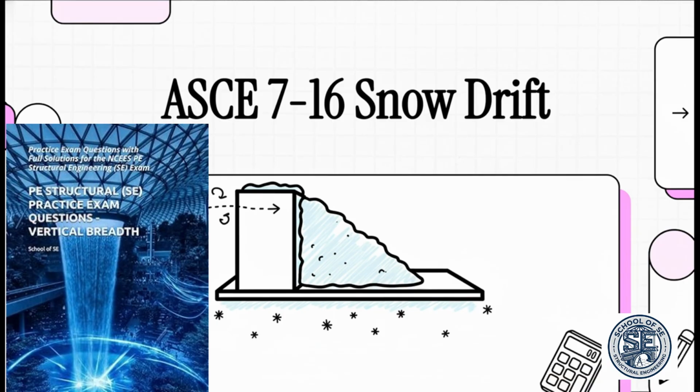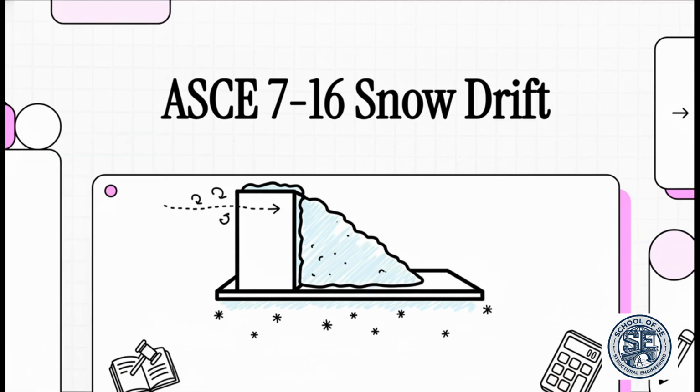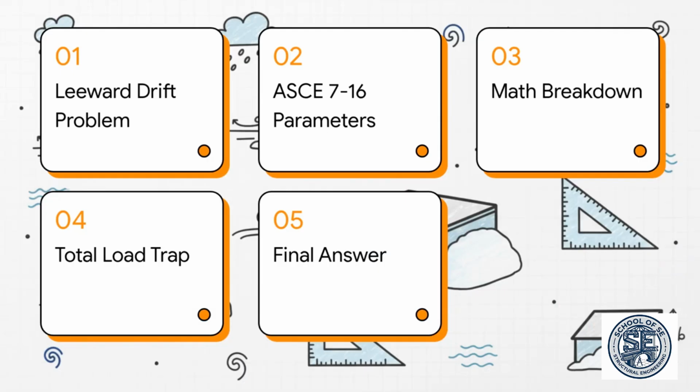So grab your calculators, because we're going to break this down so thoroughly you'll actually be hoping to see this exact question on exam day. Here's our quick agenda for today. We'll start with the leeward drift problem, move into ASCE 7-16 design parameters, walk through a step-by-step math breakdown, navigate how to avoid the total load trap, and finish up with our final answer and next steps.